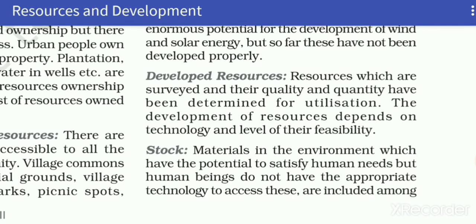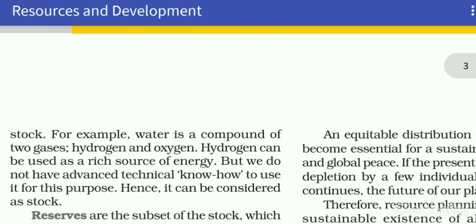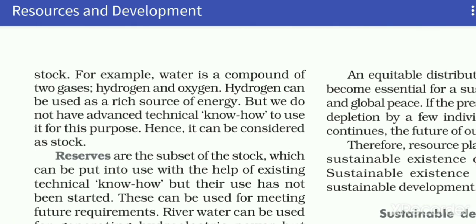There are basically some materials in the environment which can satisfy our needs but could not be used as we do not have the appropriate technology to convert them into usable form. For example, water is a compound of two gases, hydrogen and oxygen, but we do not have such technology to use them as a source of energy.